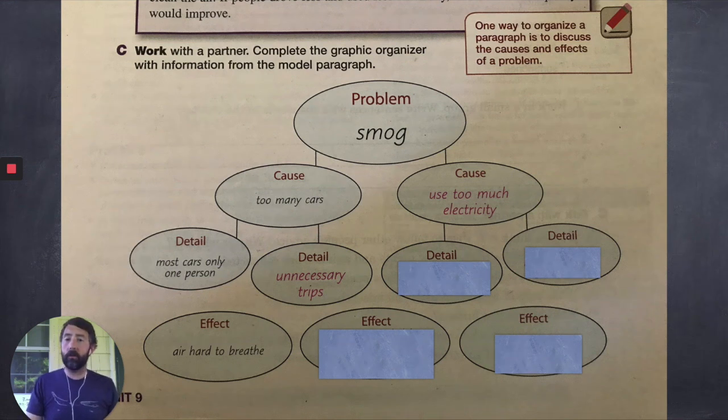Another cause of smog is that we use too much electricity, right? And in the paragraph, they tell you very clearly another cause of smog in my city is that we use too much electricity. So you see, they tell you one cause, another cause. Very simple. They don't make you guess. They just tell you one cause is this, another cause is this. But between those two causes are a lot of details.